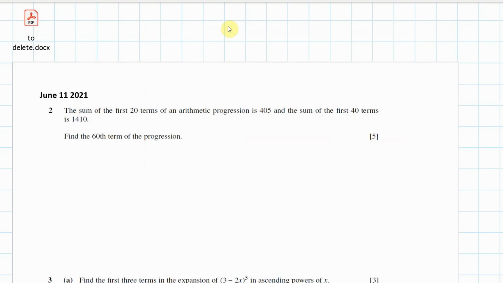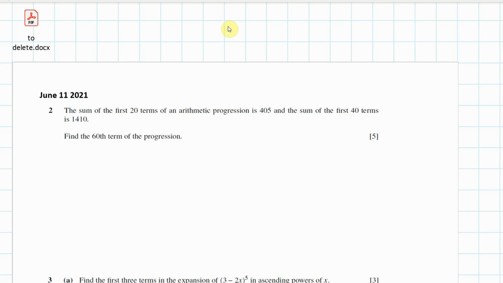So looking at both arithmetic and geometric series, as well as binomial expansion from the June series of PM1 examinations from 2021. So the first one here, we've got the sum of the first 20 terms of an arithmetic progression is 405. The sum of the first 40 terms is 1410. Find the 60th term of the progression.